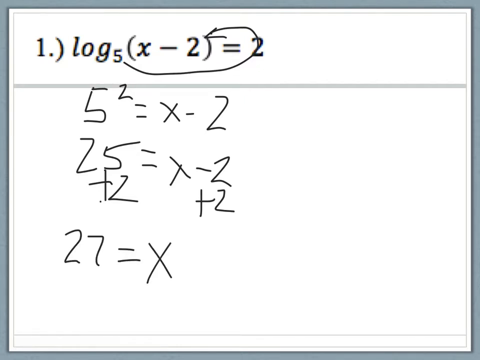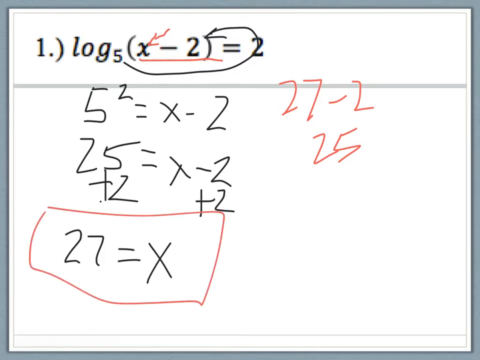Now the last thing I need to do is take that and plug it back into this x right here. And I just want to make sure that this thing in the parentheses is not a negative. So I'm going to have 27 minus 2. Well, 27 minus 2 is 25. Okay, it's a positive, so I know that I'm okay. So I'm going to go ahead and say that that is my answer. If it was a negative, we can't do a log of a negative. But since it's a positive 25, we're okay.